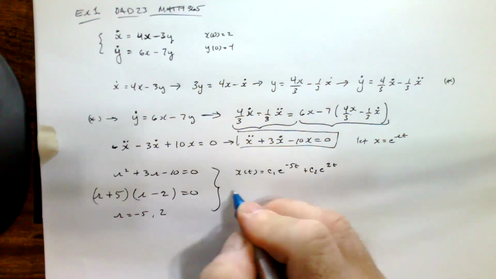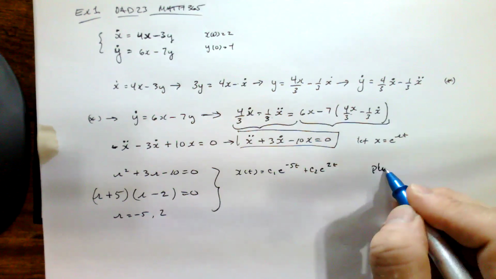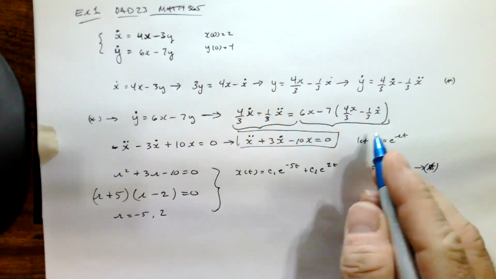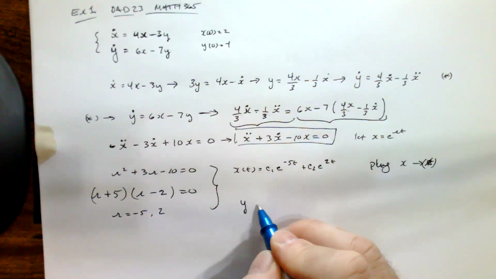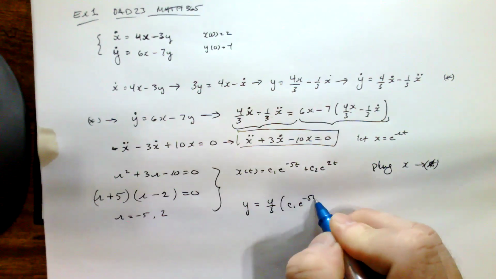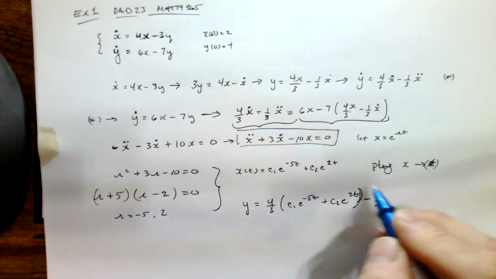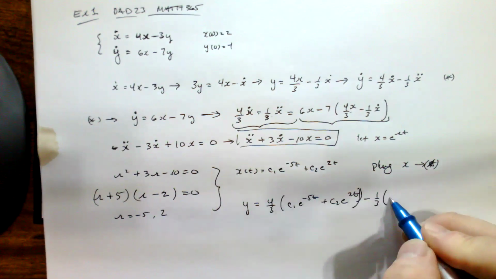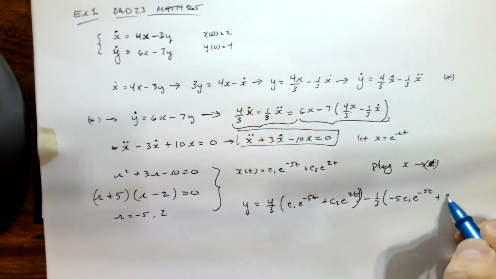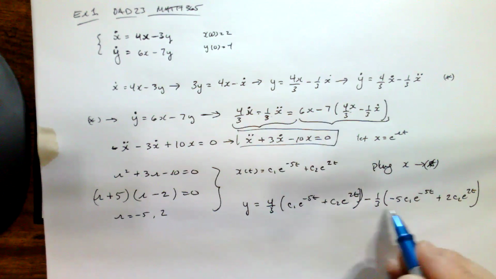Now that we have what x is equal to, we can take x and plug it back into our equation star. When we do that, we get y is equal to 4/3 times (c1 e to the minus 5t plus c2 e to the 2t) minus 1/3 times the derivative of x, which is negative 5 c1 e to the negative 5t plus 2 c2 e to the 2t. We can simplify this.